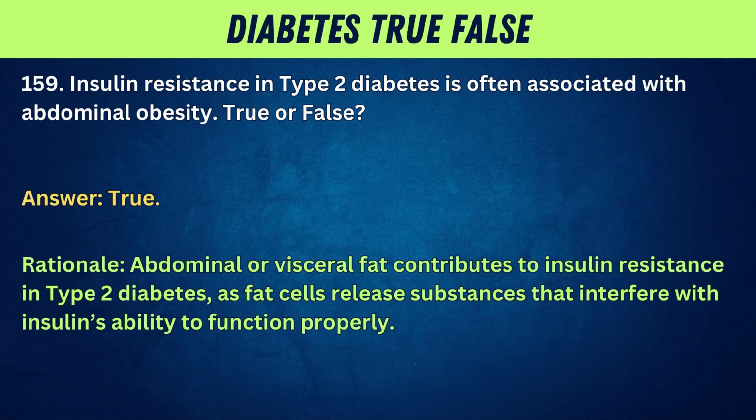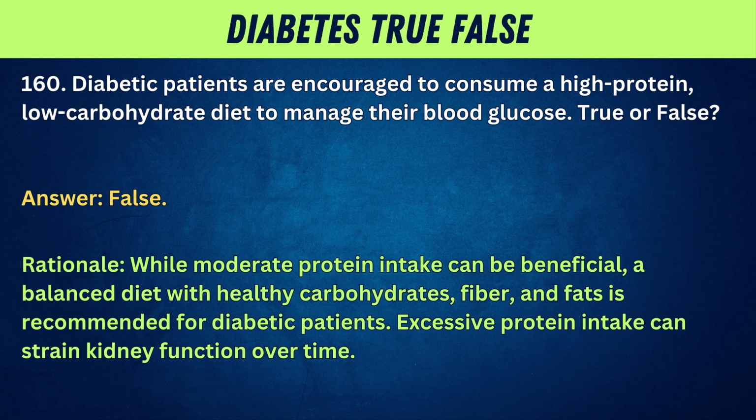Answer: true. Rationale: abdominal or visceral fat contributes to insulin resistance in type 2 diabetes, as fat cells release substances that interfere with insulin's ability to function properly. 160. Diabetic patients are encouraged to consume a high-protein, low-carbohydrate diet to manage their blood glucose. True or false? Answer: false.